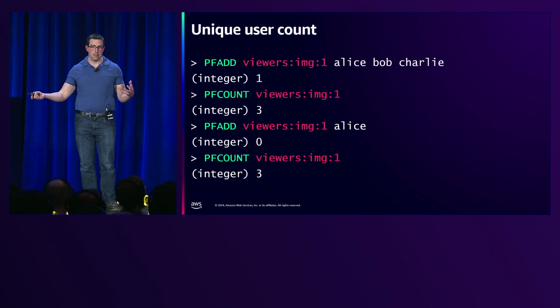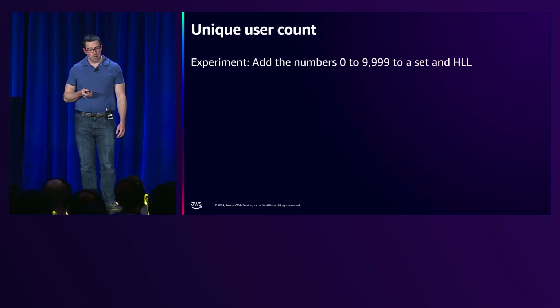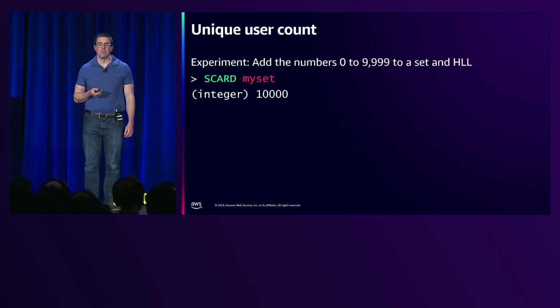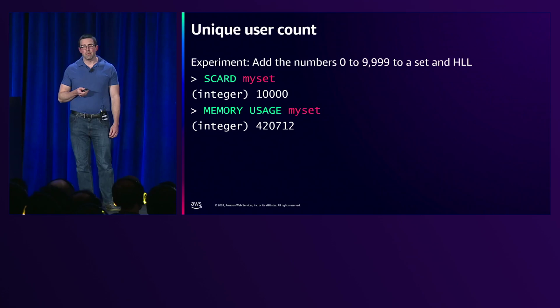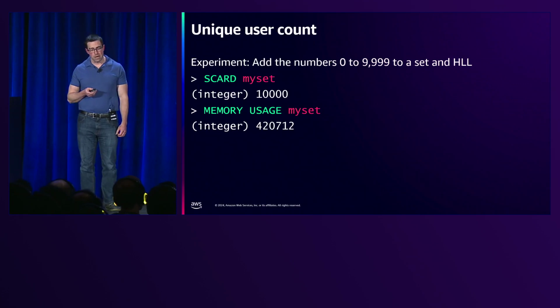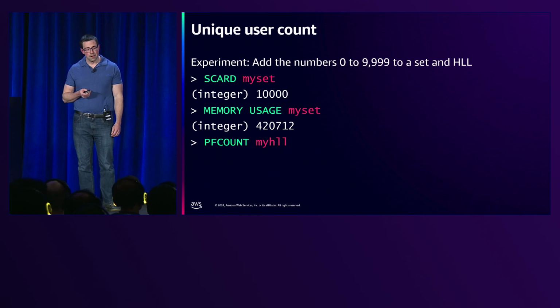So let's see how this works at scale. I ran an experiment here to add 10,000 numbers to both a set and a HyperLogLog within the Valkey engine, to compare both the accuracy and the size. With the set itself, we get back 10,000, which is the exact number of elements we added. But the downside is that the memory usage here was close to 420 kilobytes, and of course, that will grow the more items that you add to it.